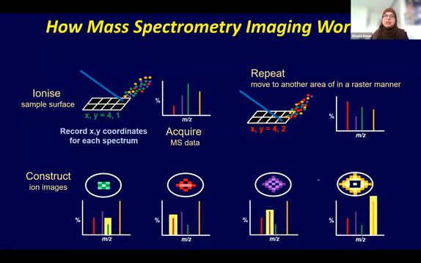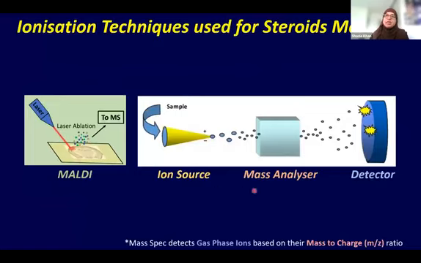sample. And the spatial resolution achieved depends on the instrument and equipment, and also laser spot size and raster step size. Several ionization techniques can be used for MSI, for example, MALDI, DESI, and SIMS. And in our work, we use MALDI, which is the most common and widely used mass spectrometry imaging technique that employs a laser beam fired on a matrix-coated surface for sample ionization.